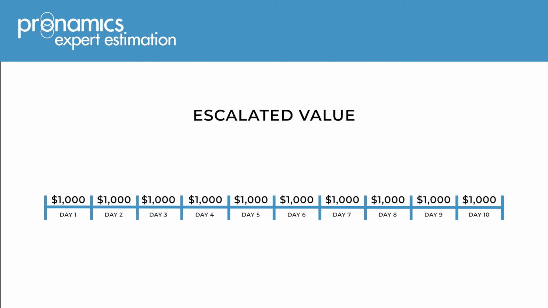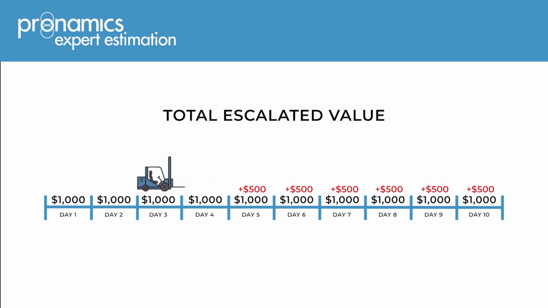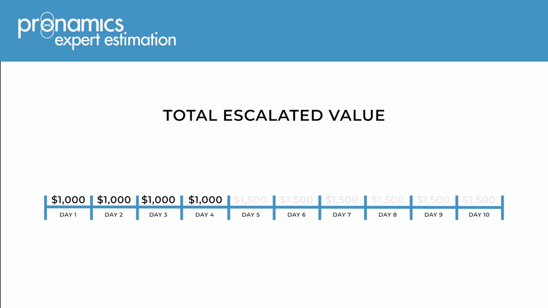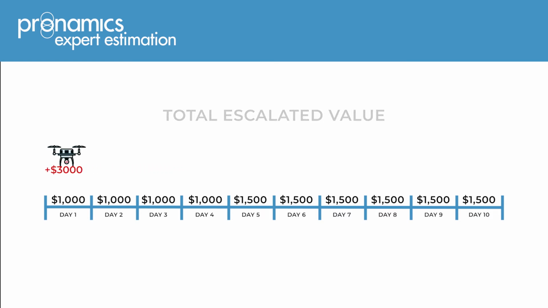Escalated value is the difference between the original value and the after escalation value. In our example, the escalated value is $500 per day. The total escalated value is the escalated value over time. An escalated value of $500 per day applied to days 5 to 10 gives us 6 days with a total escalated value of $3,000 beyond the original budget.